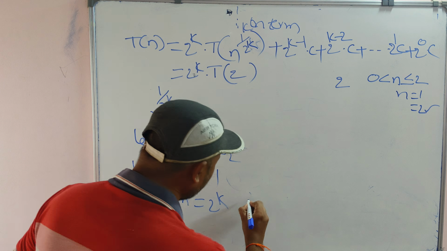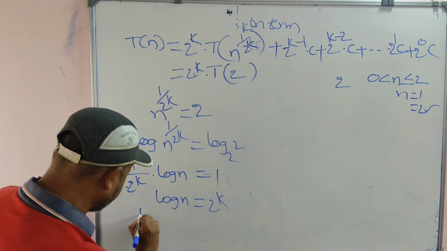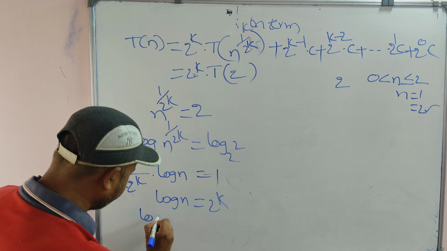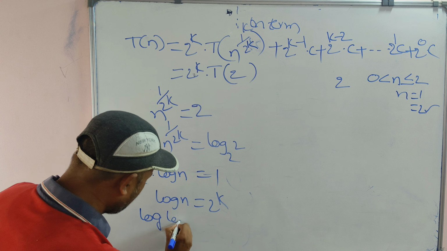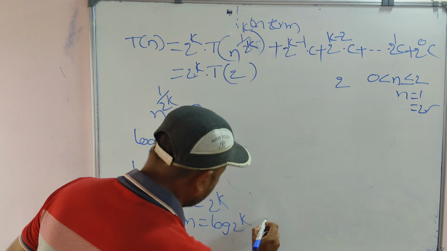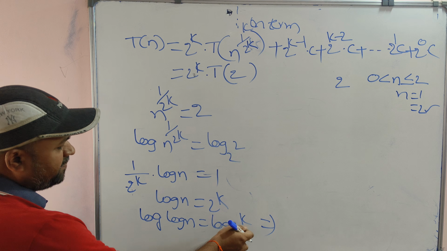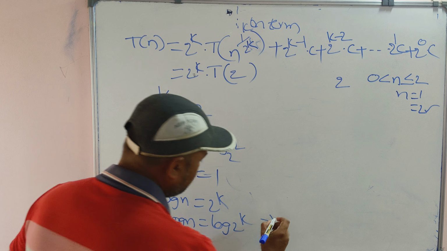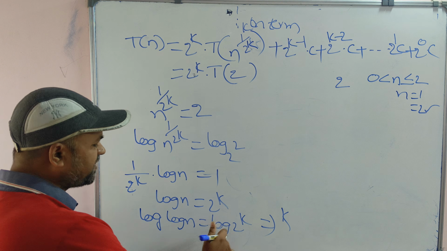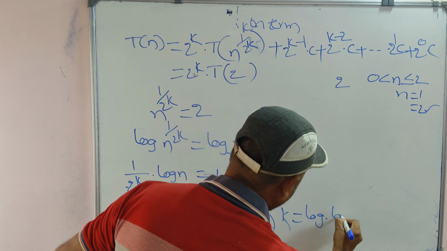So how to get k? In order to get k, apply log on both sides. So log n equals log 2 power k. We can write this as k log 2, since log a power m means m log a, and by default the base is 2 only. So k equals log n.